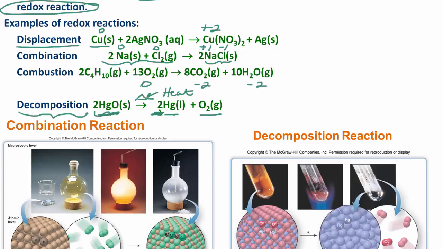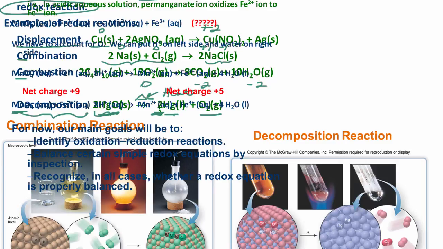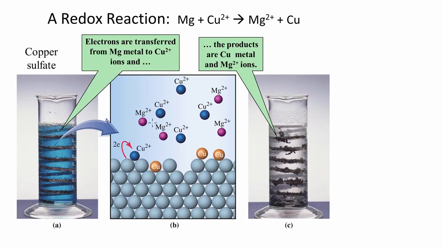Those are examples of displacement, combination, combustion, and decomposition reactions. These are examples of redox reactions. Here's another redox reaction. This reaction is between solid magnesium and copper 2 ion to produce magnesium ion and solid copper. Basically, we have this graduated cylinder here.